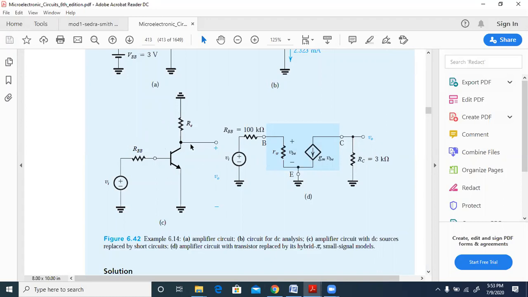Now we need to replace this transistor by the hybrid pi model. The hybrid pi model is substituted over here like this.